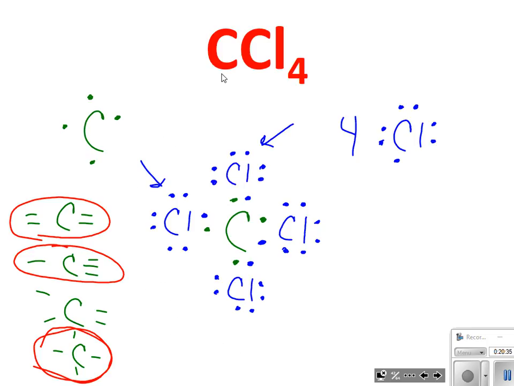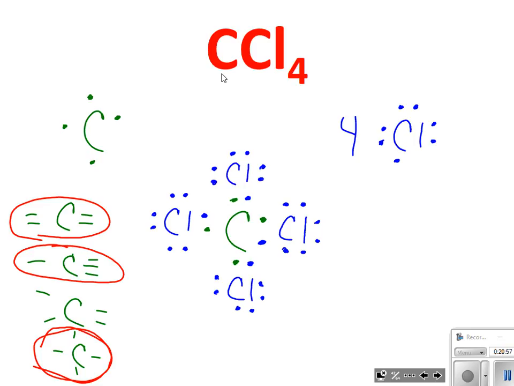Is the carbon obeying the octet rule? Yeah. So everything here is jiving well with the octet rule. So we have built our first Lewis dot structure.